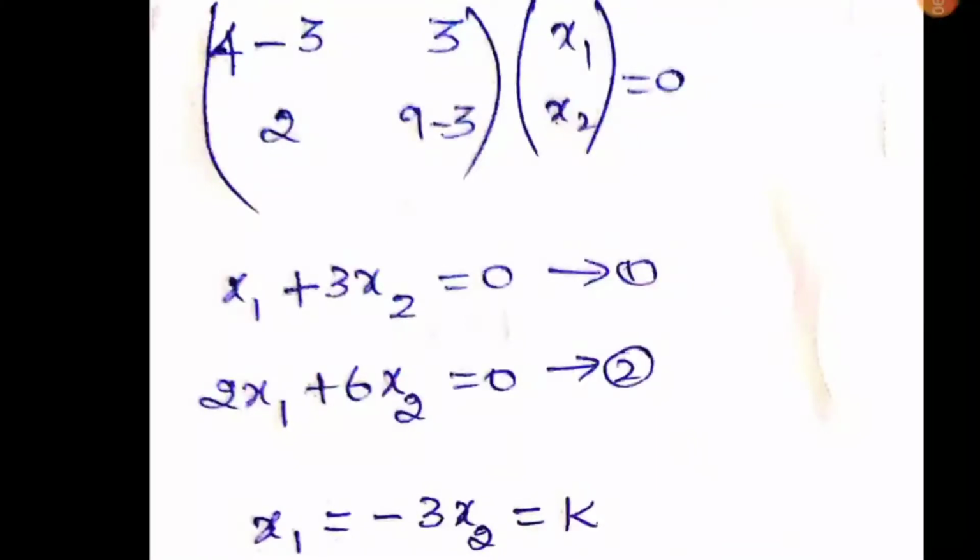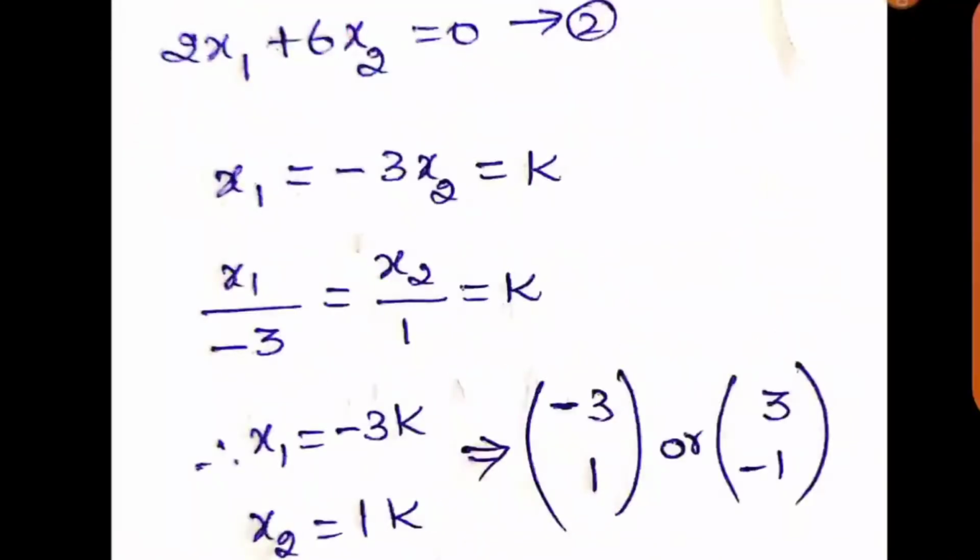So here 4 minus lambda, that is 4 minus 3, then 3, then 2, and 9 minus lambda, so 9 minus 3. You will get 4 minus 3 is 1 and 9 minus 3 is 6. So x1 plus 3x2 is your first equation, and 2x1 plus 6x2 is your second equation. You can take any one equation. x1 is equal to minus 3x2 is equal to k. So x1 by minus 3 is equal to x2 by 1 is equal to k. So x1 is equal to minus 3k and x2 is equal to 1k. So the coefficients are minus 3 and 1.